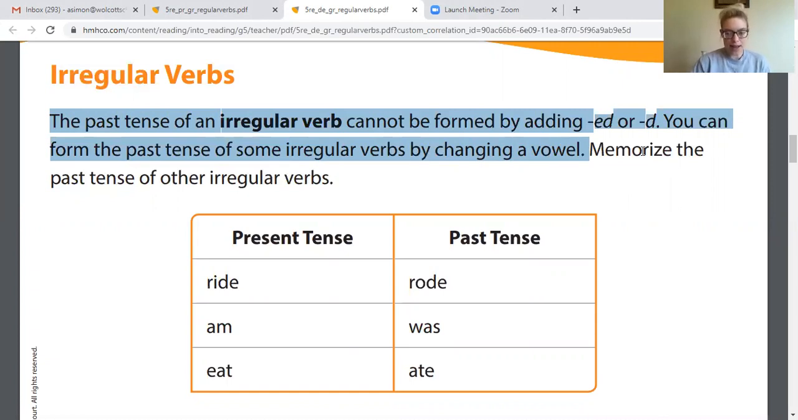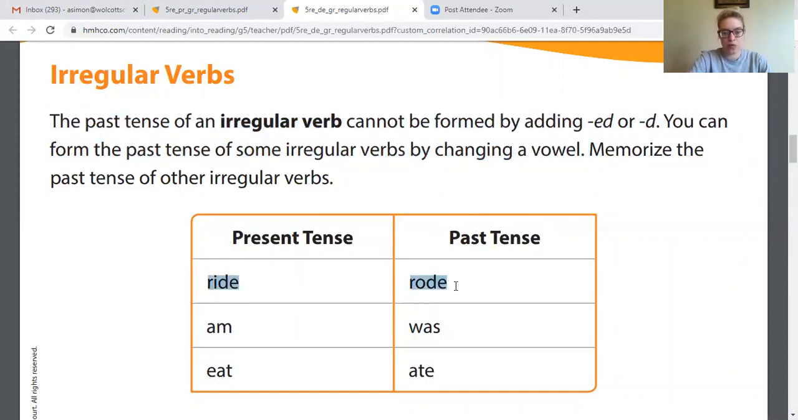After you have that down, go ahead and copy this chart here in your notes as well, because these are just some examples of those irregular verbs. When we look at ride, we don't make ride rided. Ride becomes rode. So if we look at this one here, ride will become rode in the past tense. Same with am. I am going to the store. I was going to the store. We don't add am'd. Am'd is not a word, so am becomes was.